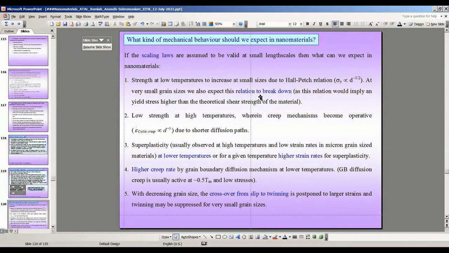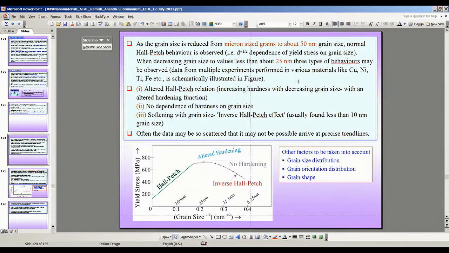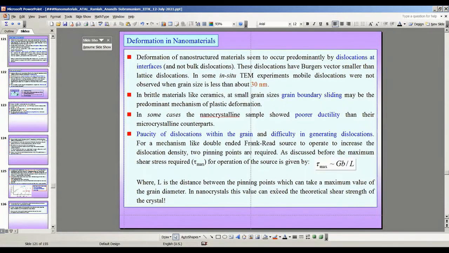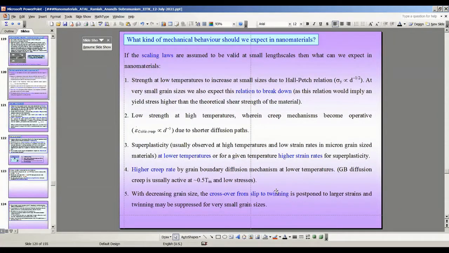So what did people expect? One of the things they found was the Hall-Petch relation. That means when you reduce the grain size, you expect strength to increase, but you keep on reducing the size. It can't be that it can go on forever. People have found that at certain grain sizes, of the order of about 25 nanometers, the Hall-Petch relation starts to break down. And in special cases, there has even been what is called the inverse Hall-Petch relation. That means you reduce the size, but the strength, instead of increasing, actually decreases. So this is called the inverse Hall-Petch relation.